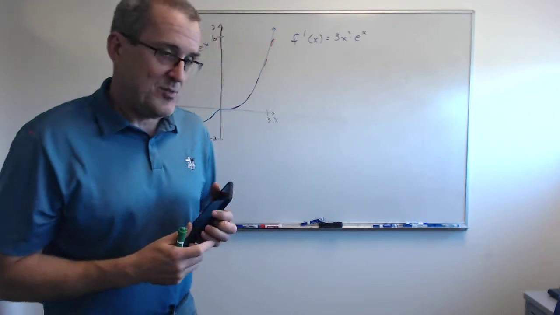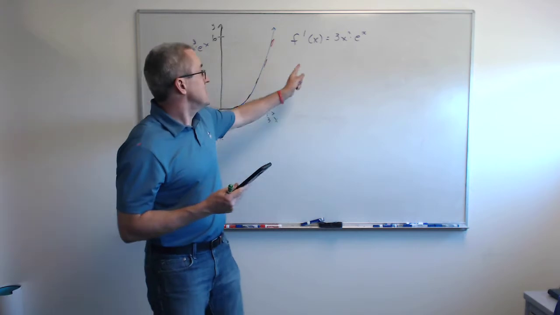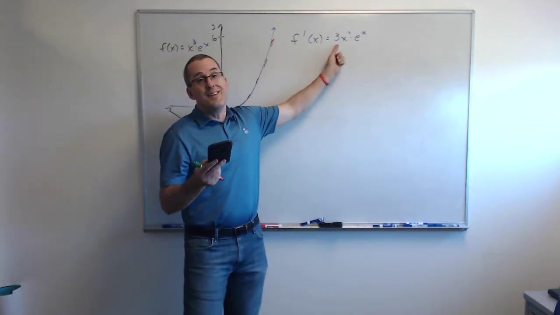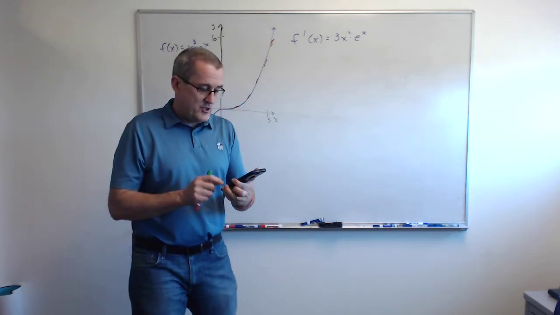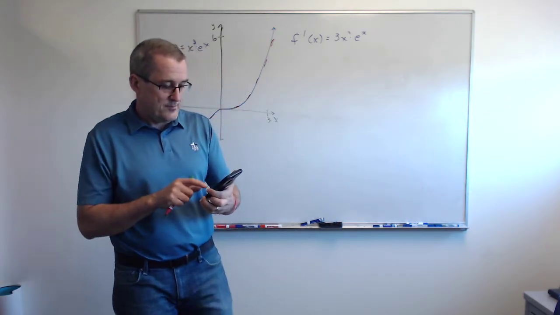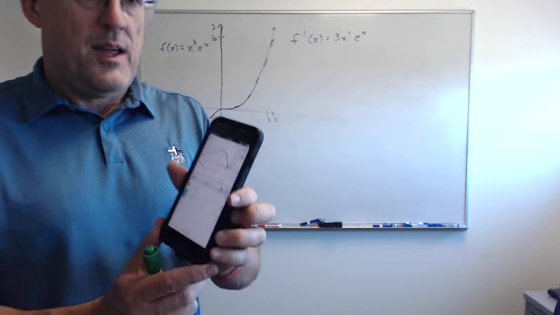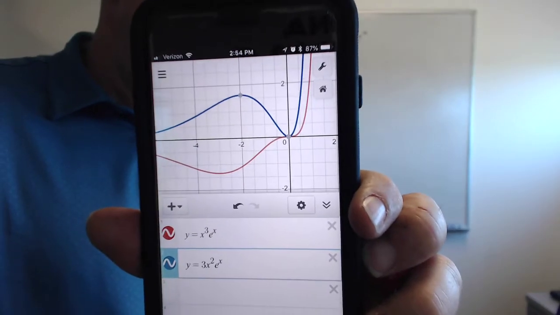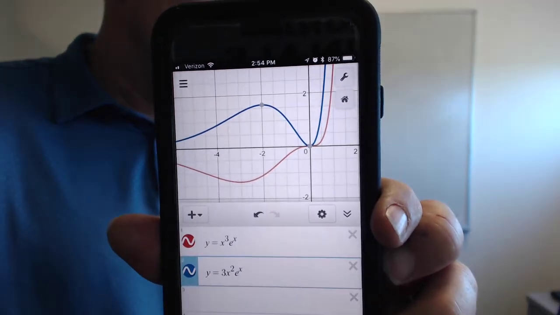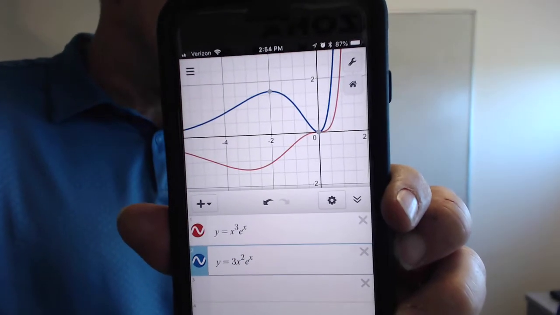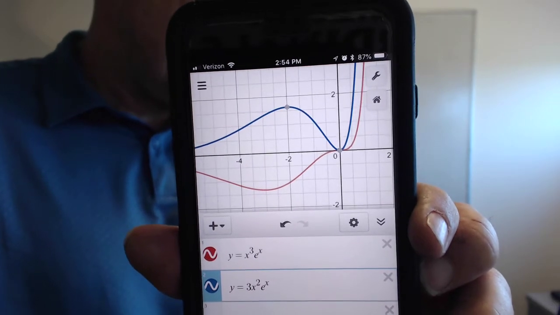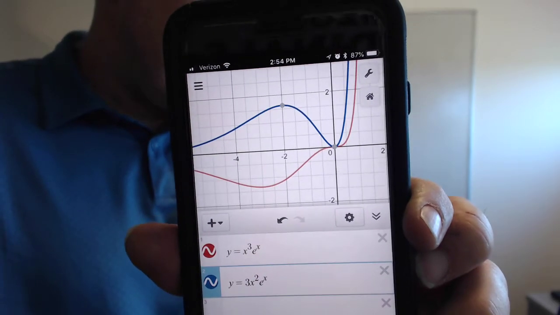Let's see. Now you can join me in this. I'm going to go on Desmos and graph what I predict is the derivative function. And there it is. On my Desmos, in red is the original function, and in blue is our conjectured derivative function.